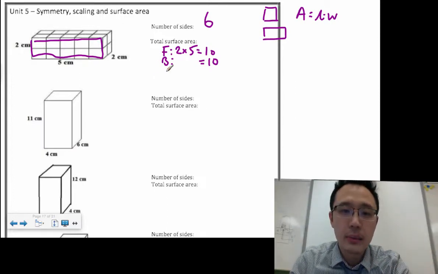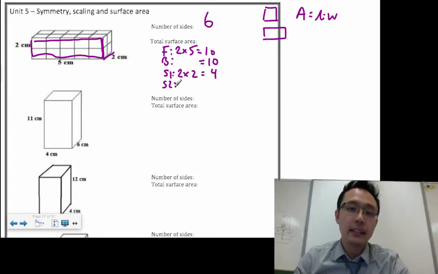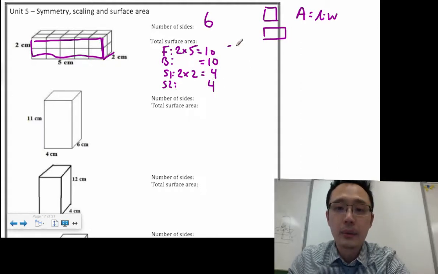So let's do side 1. So side 1 is going to be 2 for the bottom part. And then the height or the width, that's another 2. So 2 times 2 is 4. And we can know that the other side of this is going to be 4 as well. What else do we have to do?